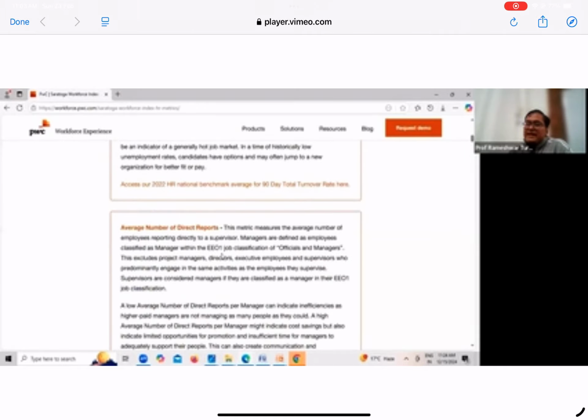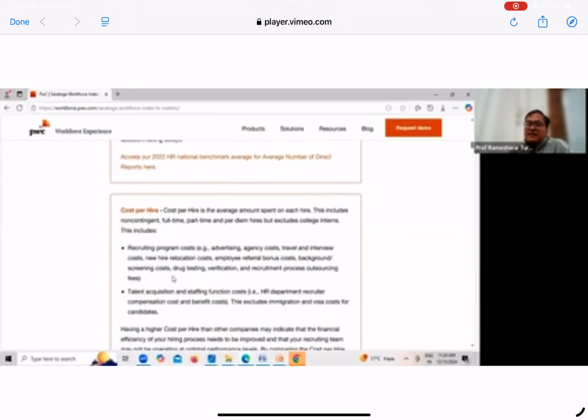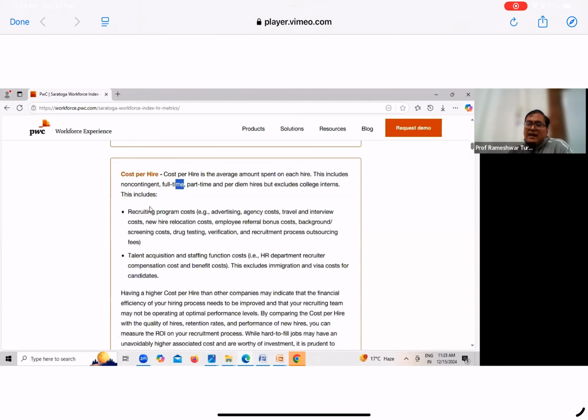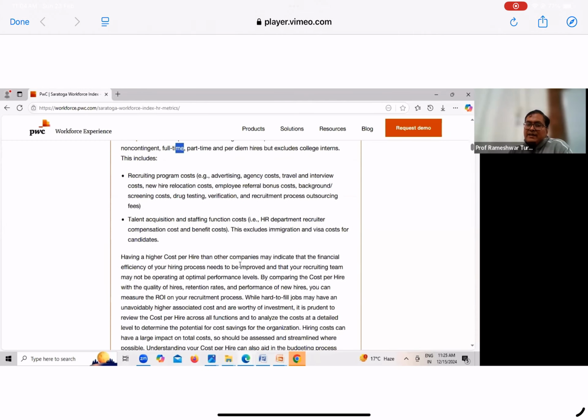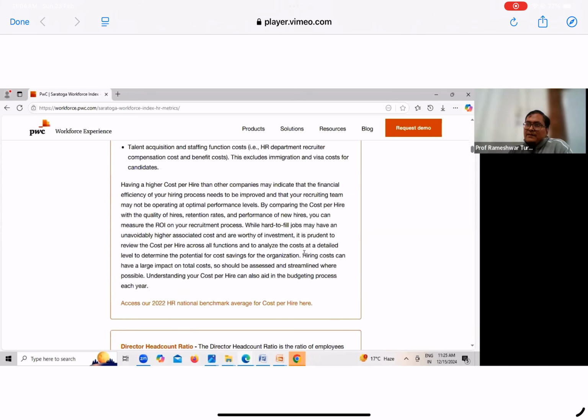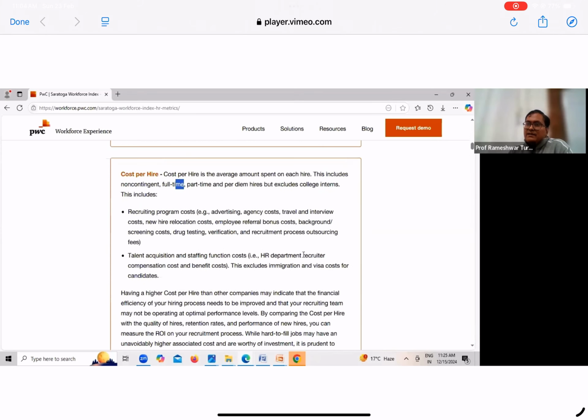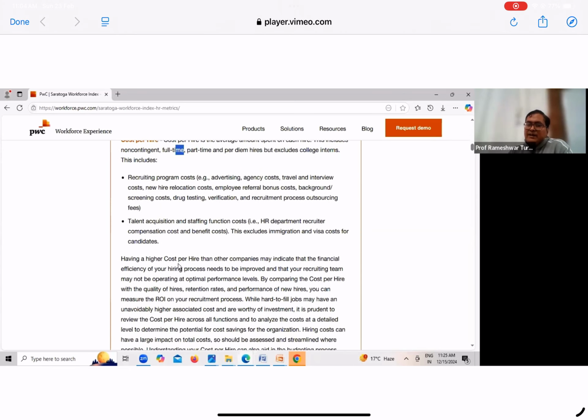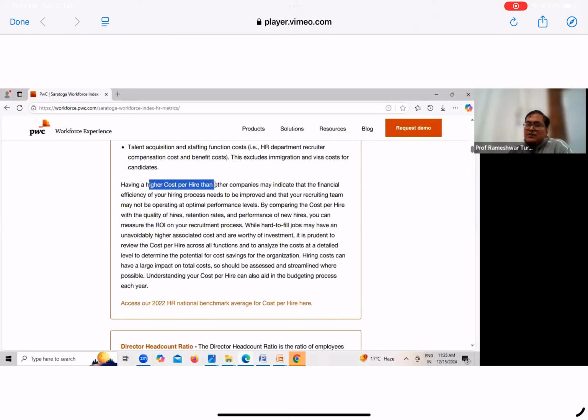Similarly, there is average number of direct reports, cost per hire. And you can see that definitions are there. Cost per hire is the average amount spent on each hire. This includes non-contingent, full-time, part-time, per diem hires, excludes qualified interns, and what costs are to be included is given there. Can you see cost per hire with me? Third metric. So the definition is there. What cost is included in it is given. Having a higher cost per hire than other companies may indicate the financial efficiency of your hiring process. How to interpret is given.